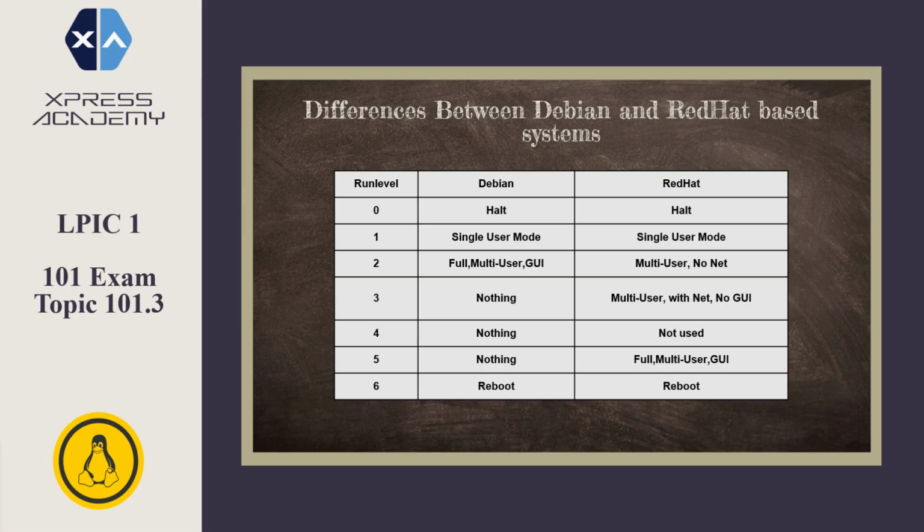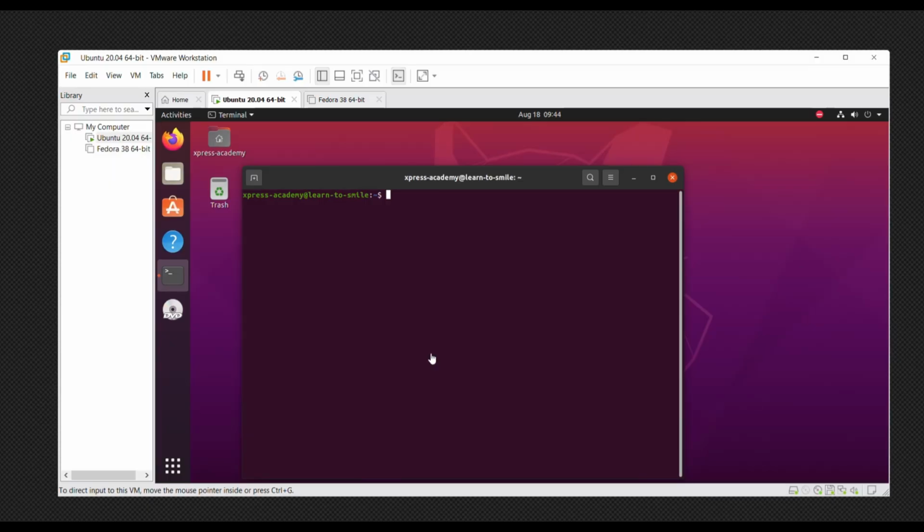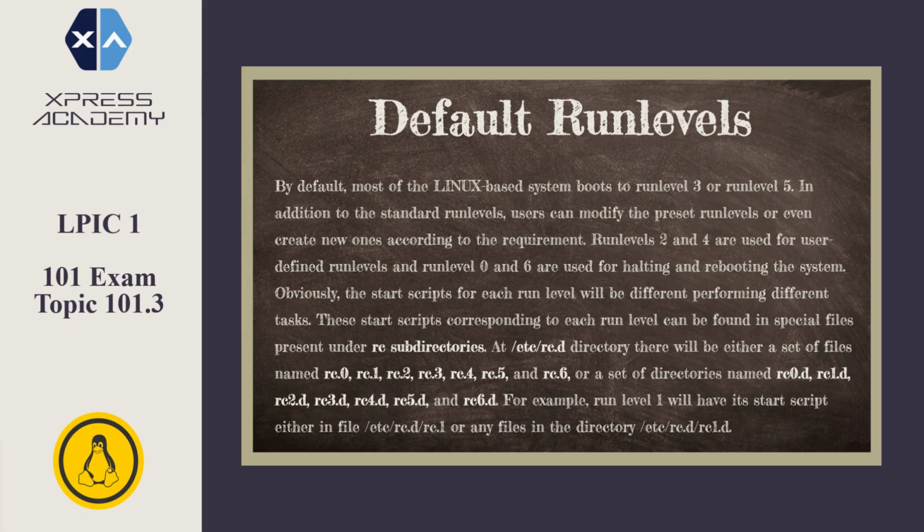With these two easy ways, you can check the run level in your Linux system. You can use the runlevel command, and you can use the who command. By default, most Linux-based systems boot to run level 3 or run level 5. In addition to standard run levels, users can modify the preset run levels or create new ones according to requirement. Run levels 2 and 4 are used for user-defined run levels, and run levels 0 and 6 are used for halting and rebooting the system.